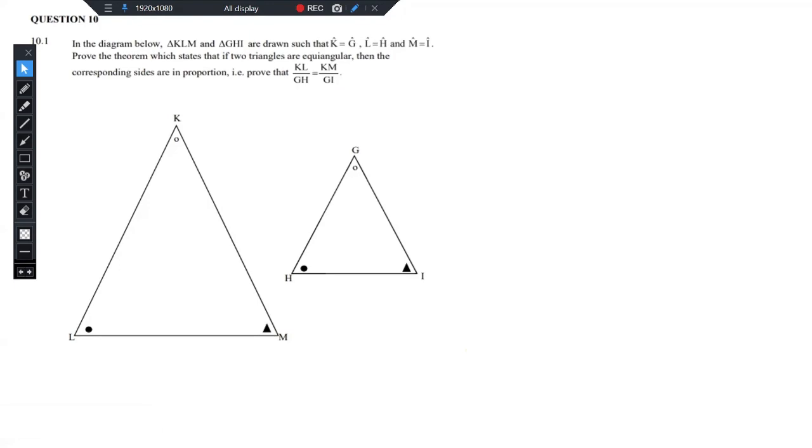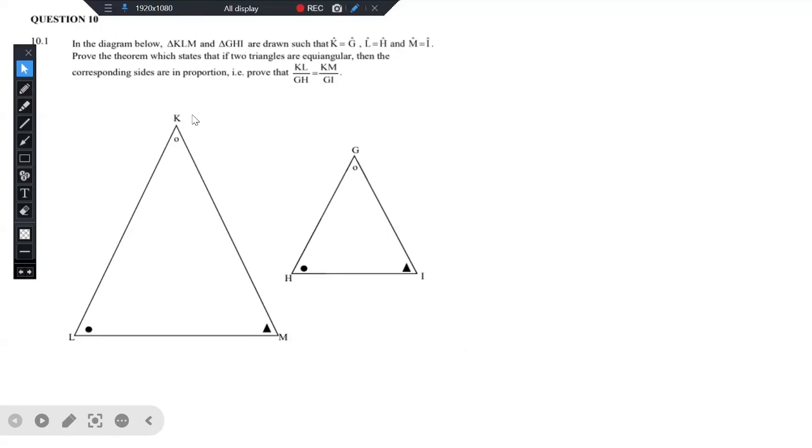Okay, so we have question 10. It says in the diagram below, triangle KLM and triangle GHI are drawn such that angle K is equal to angle G, angle L is equal to angle H, and angle M is equal to angle I. Then it says prove the theorem which states that if two triangles are equiangular, then the corresponding sides are in proportion. That is to say, prove that KL over GH is equal to KM over GI.